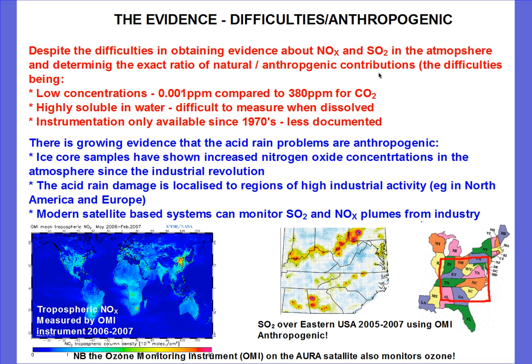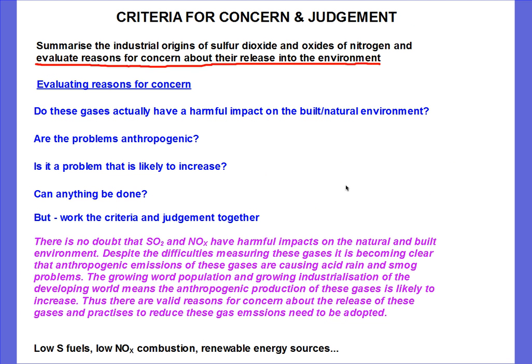And the reason we talk about this evidence and difficulties is because most of these questions are discuss or assess questions. You've got to talk about points for and against. And the way I'd frame it, despite there being difficulties in measuring these gases and despite the fact it's difficult to prove they're anthropogenic, there is more and more evidence nowadays to suggest that yes, the problems caused by acid rain are anthropogenic. So that's our for and against style thing.